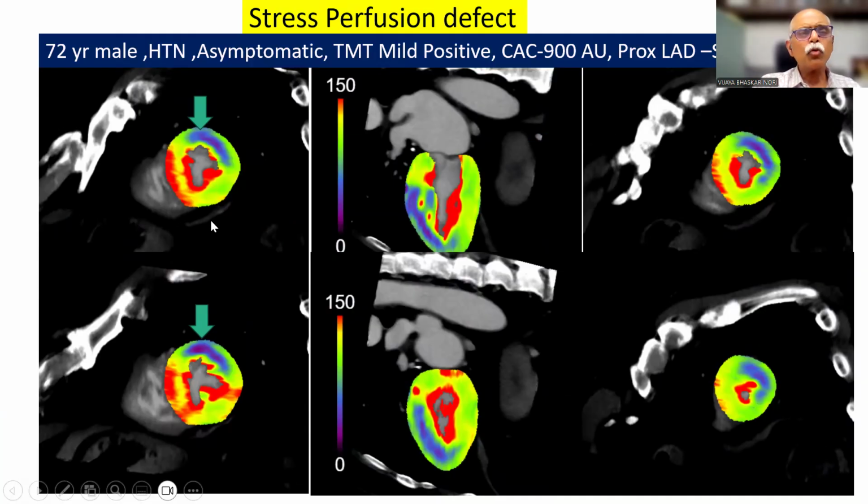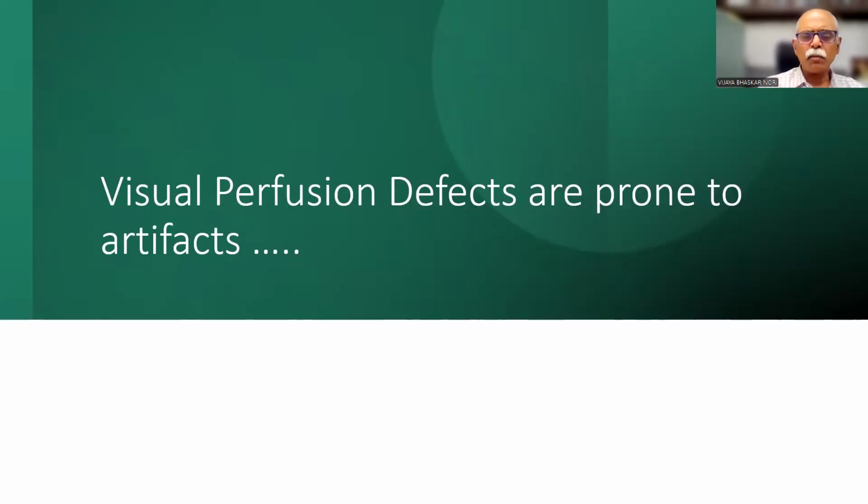Similarly, this is a 72-year-old male, hypertensive, asymptomatic, TMT mildly positive, calcium score is 900, proximal LAD has a tight lesion. You can see that in the stress-only myocardial perfusion study, in the anterior wall, you can see a blue defect. Similarly, in the two-chamber view, anterior wall. So this defect is an ischemic defect, which can sometimes be mistaken for a beam hardening artifact. That is why perfusion defects on the color-coded picture alone are not of very high diagnostic value. You have to corroborate them with absolute myocardial blood flow values also. So visual perfusion defects are prone to artifacts.